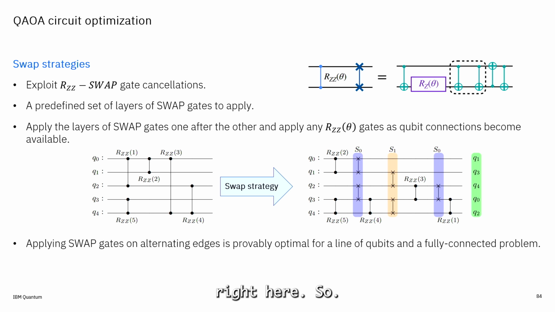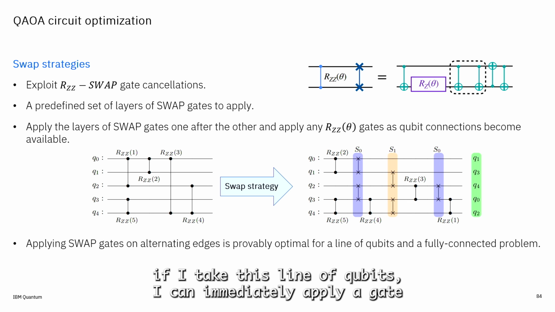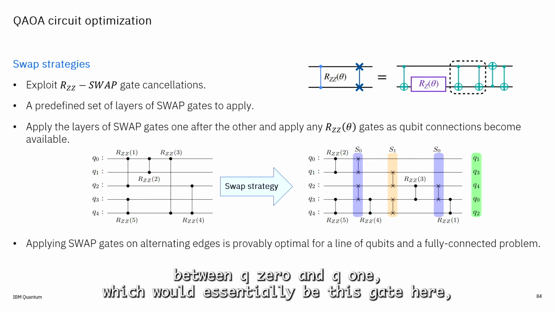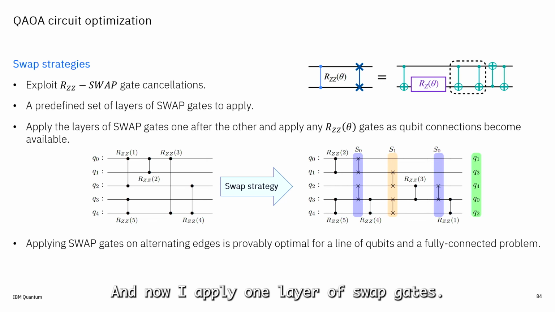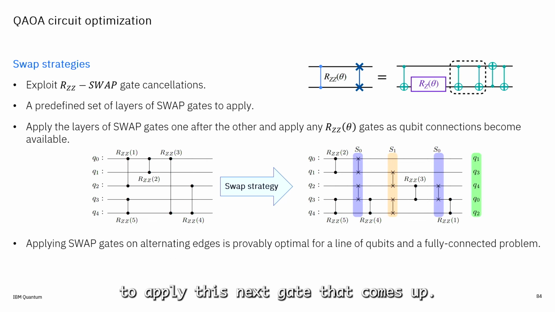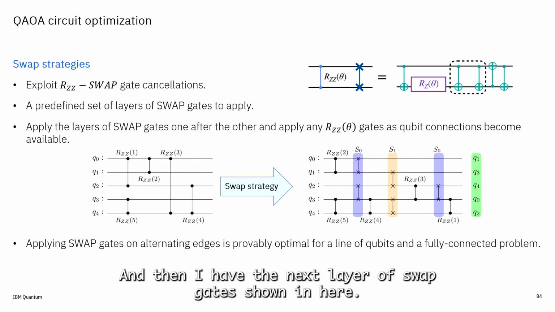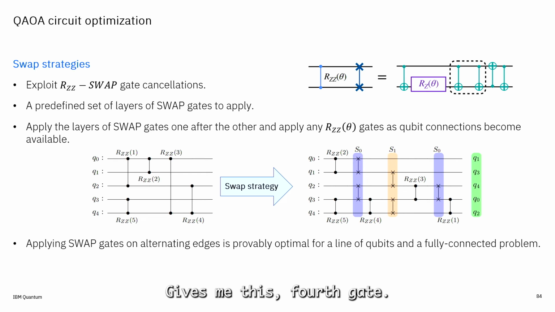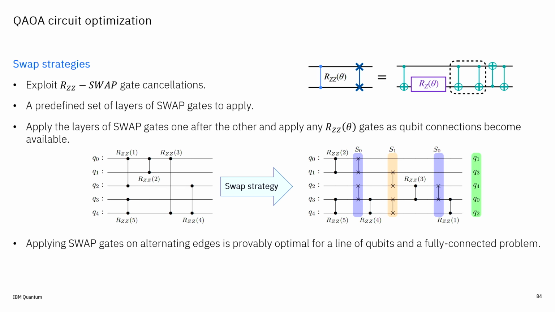So without playing around with the initial mapping, if I take this line of qubits, I can immediately apply a gate between Q0 and Q1, which would essentially be this gate here. And the same here, I can apply directly this gate. And now I apply one layer of swap gates. This is predetermined, and this moves the qubits around and allows me to apply this next gate that comes up. And then I have the next layer of swap gates shown here, which gives me this fourth gate, and finally we start repeating these layers of swaps and I get the last one.